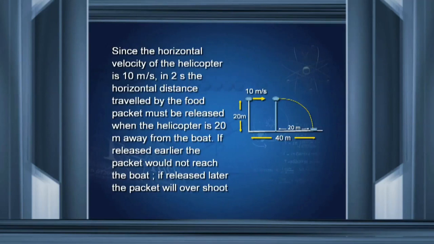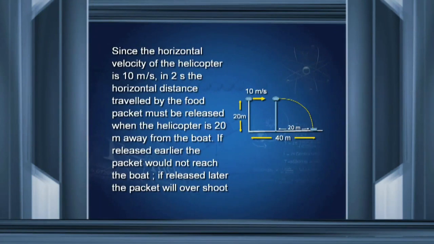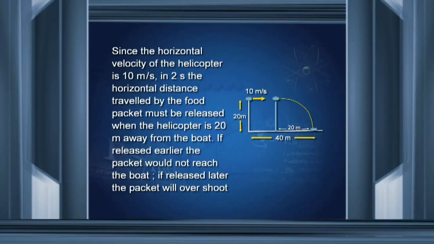So, it will take 2 seconds, and in 2 seconds the packet needs to travel a distance of 20 meters. So, if the helicopter releases here, what will happen? The packet would fall here. If the helicopter releases here, then the superposition of the vertical motion and the horizontal motion would be such that the packet falls in the boat itself. This is very important for the pilot of the helicopter to know.